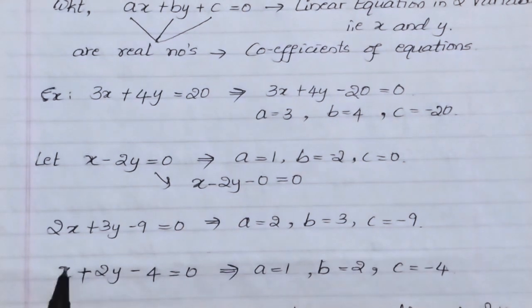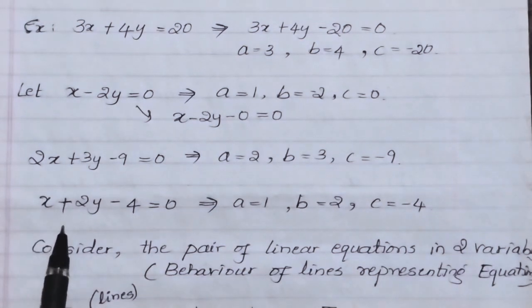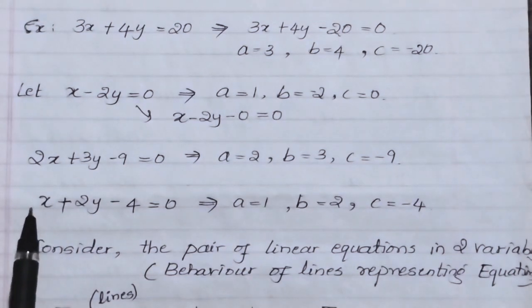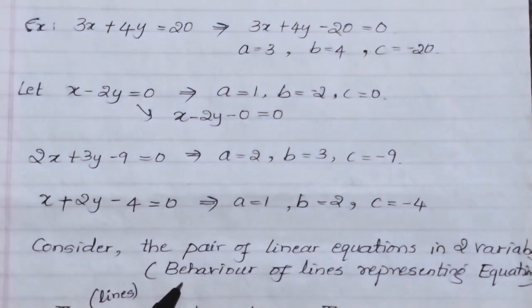So let us consider these pair of equations and study these two variables, that is x and y here. Now in algebra, the linear equations always represent lines in the graph. The behavior of the lines is represented by these equations. So if you go on substituting the values of x and y, you can draw a line in the graph.